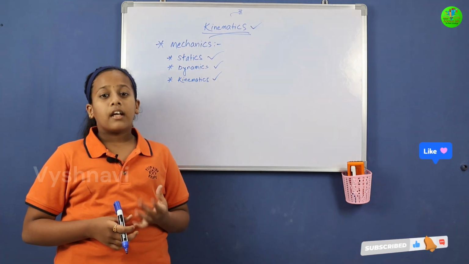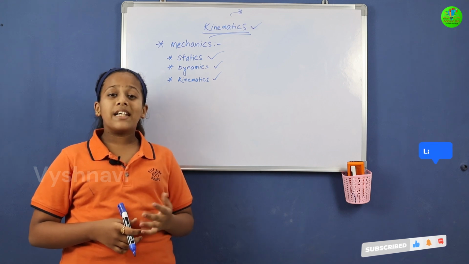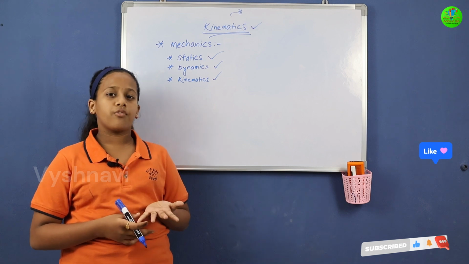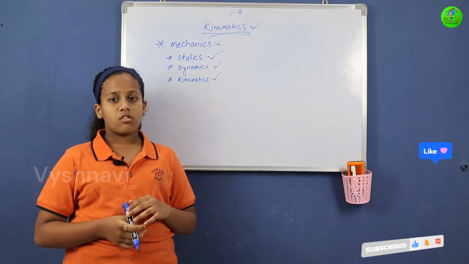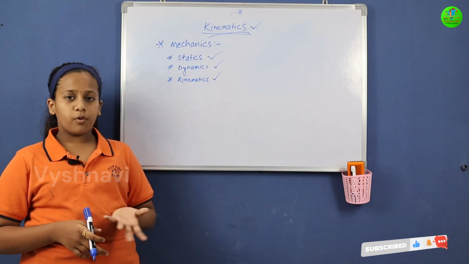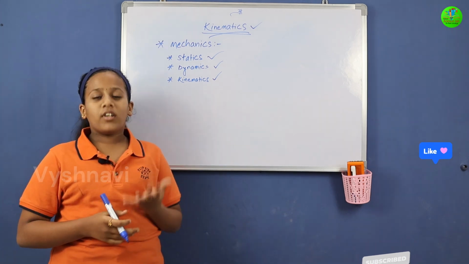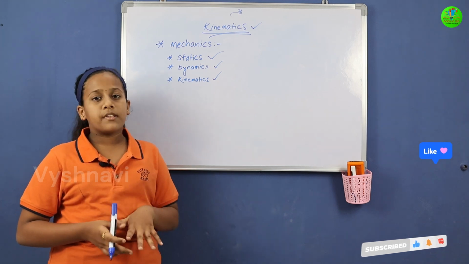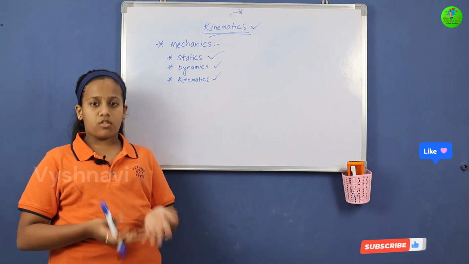What are dynamics? Dynamics means that which deals with the cause of motion of objects. Examples: force. What is force? A push or pull is called force. What are kinematics? Kinematics means that which deals with the motion of objects only, without considering the cause of motion.